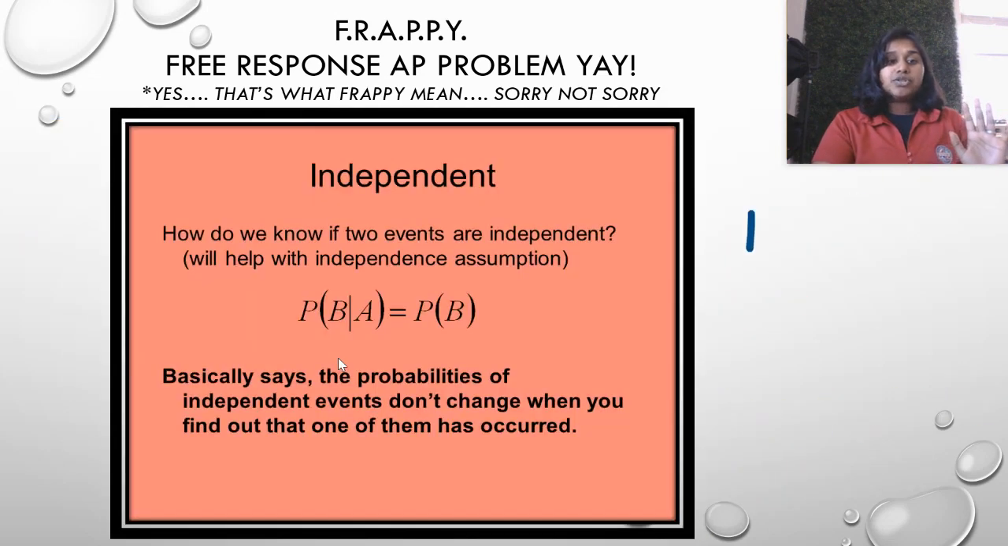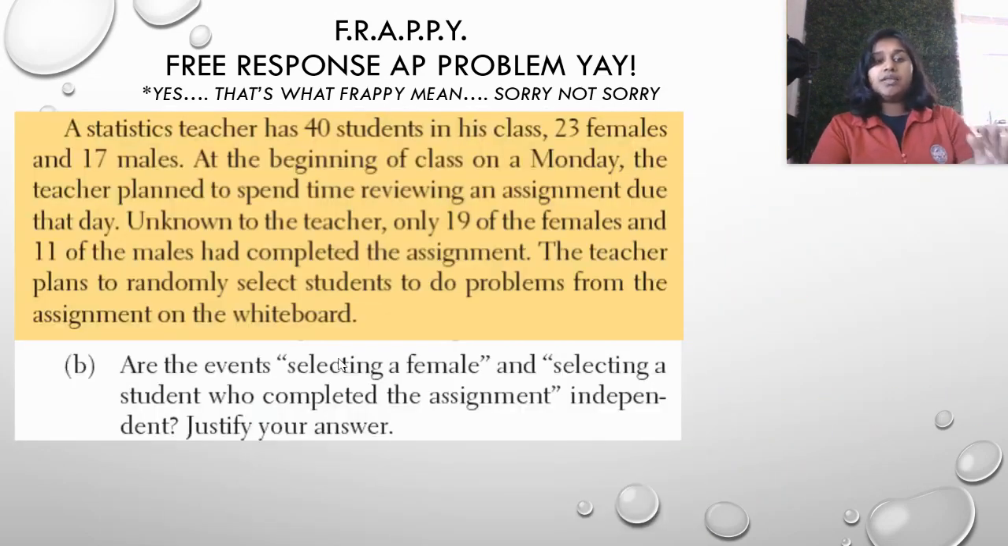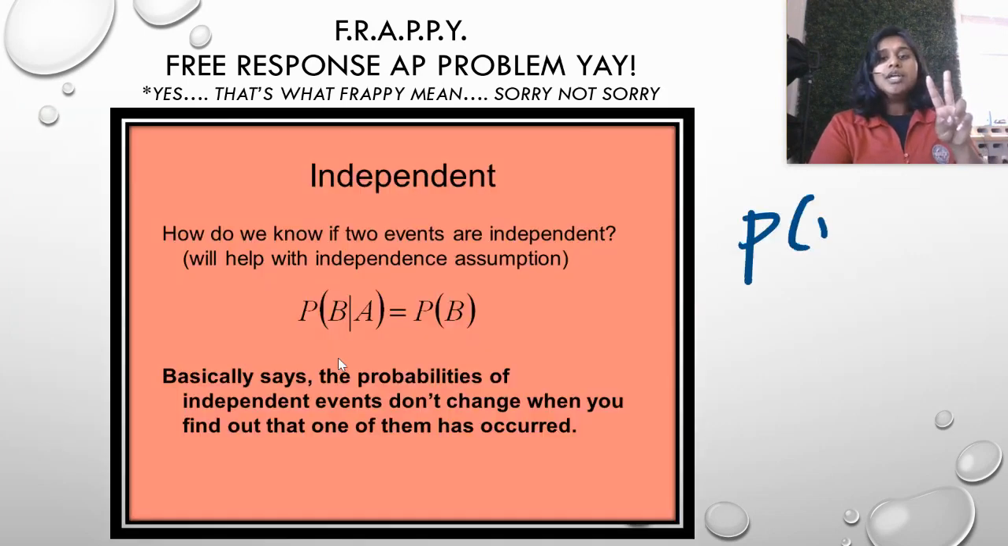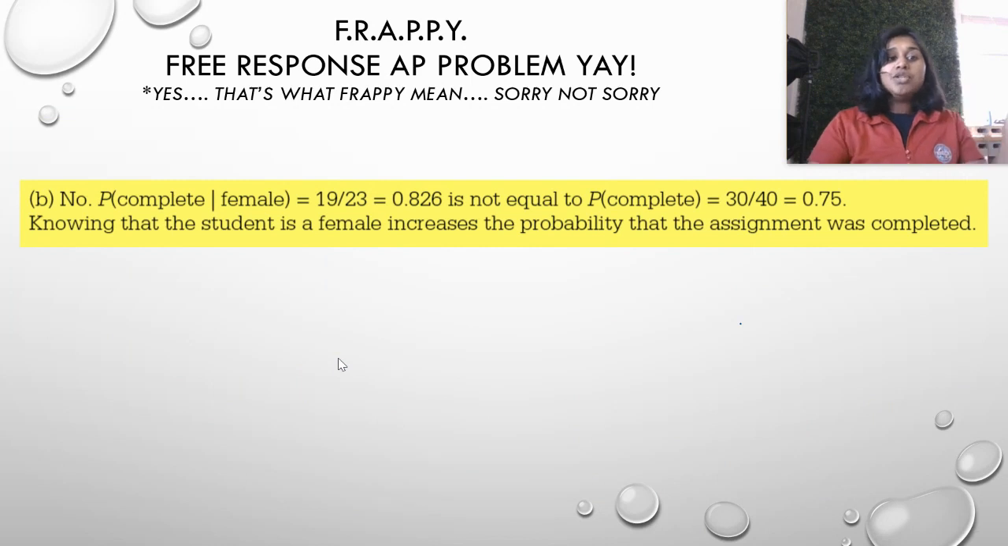But to answer our question, the question said, are the events selecting a female and student who completed the assignment independent? Sorry, I want to make sure we were answering the right question. Are they independent? The answer is no, because those two calculations don't equal each other. So here's our justification. No, because our conditional probability of P of completed assignments given female is 19 out of 23, is not equal to the P of just the completed assignments, which was 0.75, 30 out of 40.